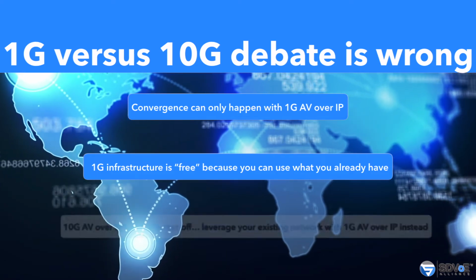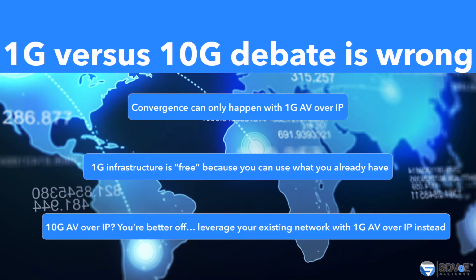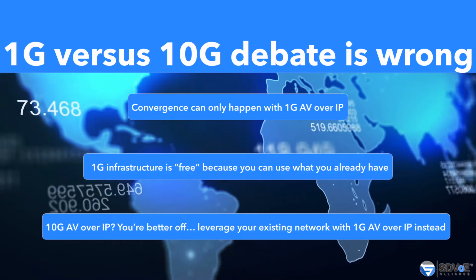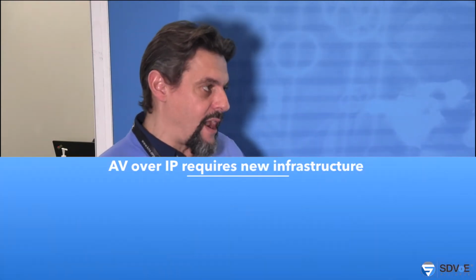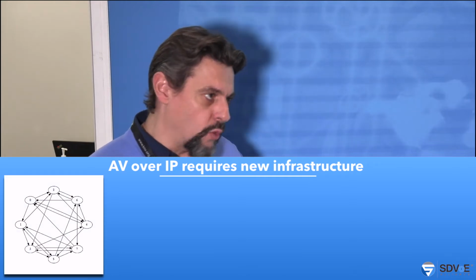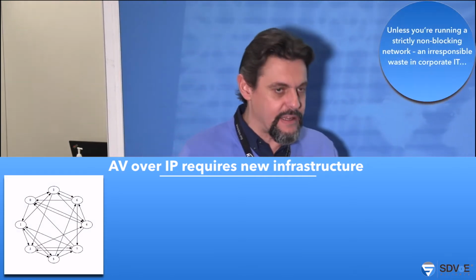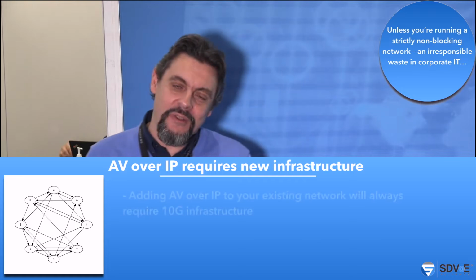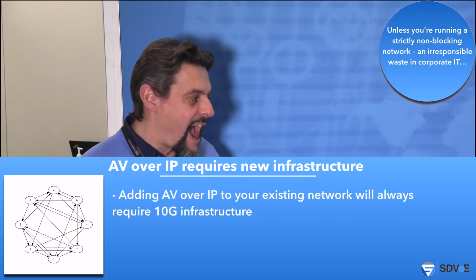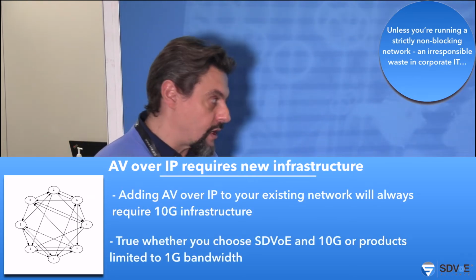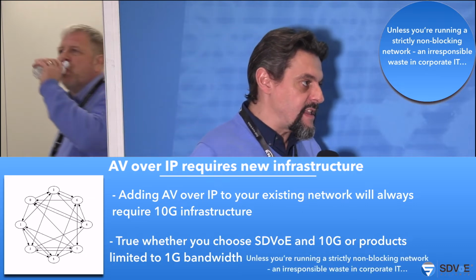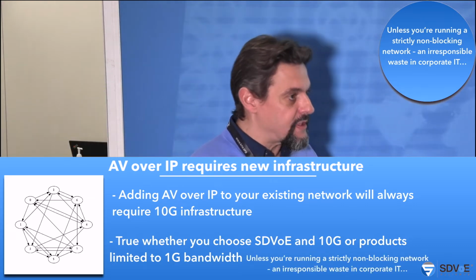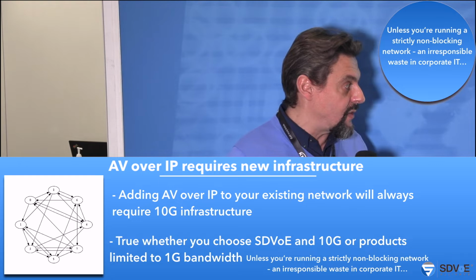You're better off. So all that is in red, because now it's the right time for me to tell you that it's not true. This does not work this way. The fundamental point is that AV over IP can be 1 gig or 10 gig or anything else. AV over IP will always require a brand new, line rate capable network. None of the existing networks is capable of transporting AV over IP in a non-blocking fashion.